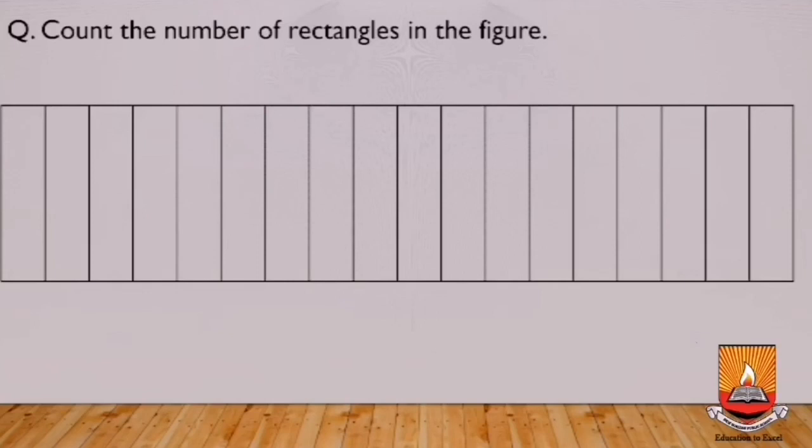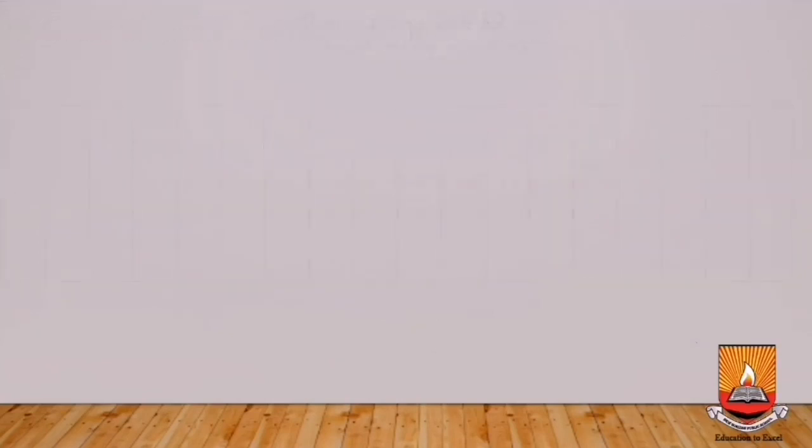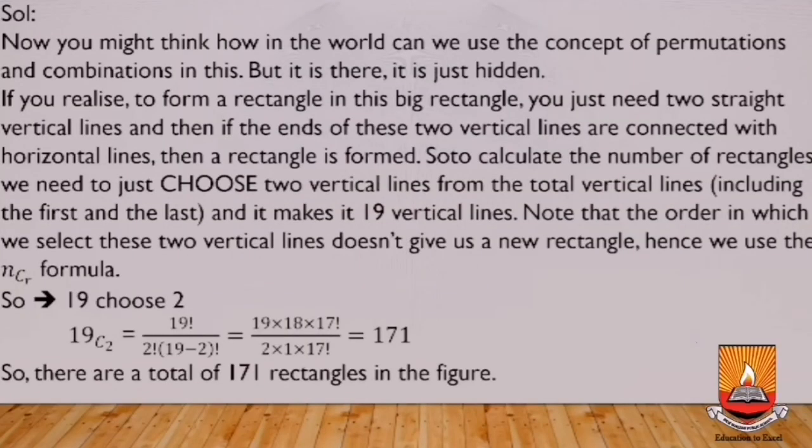You're very smart, I know. And you see, the order in which you choose the vertical lines does not matter. If you choose the last one first and the first one last, it makes the same rectangle. So you need to just find the combinations, and when it's combinations you need to use the NCR formula where N is 19, R is 2, NC2 is equal to 19 factorial upon 2 factorial into 19 minus 2 factorial. That will give you 171. So there were a total of 171 rectangles in that figure.